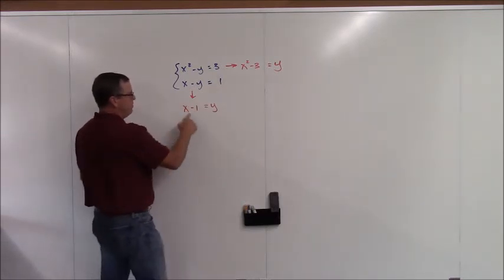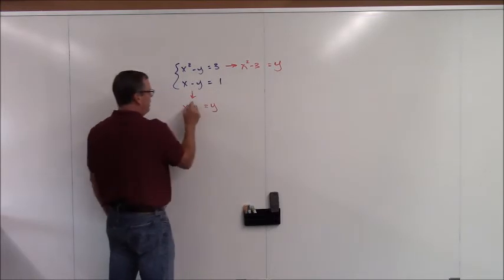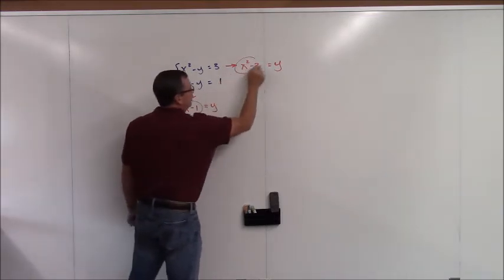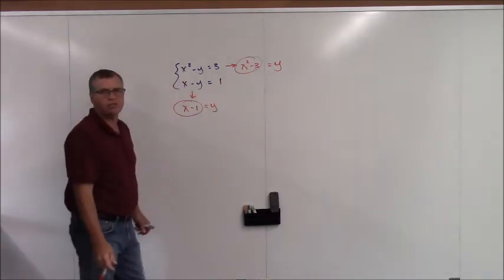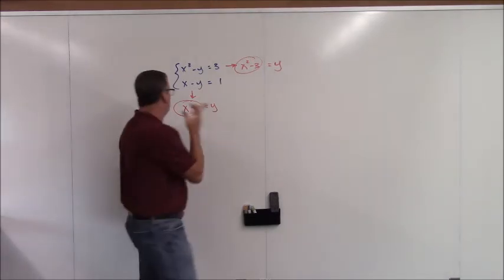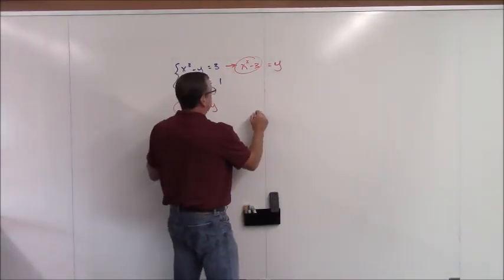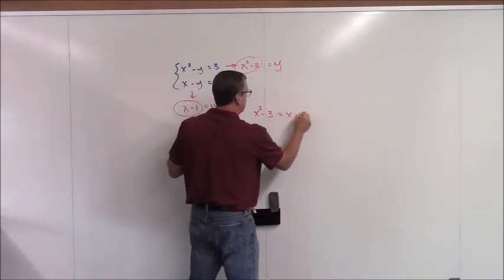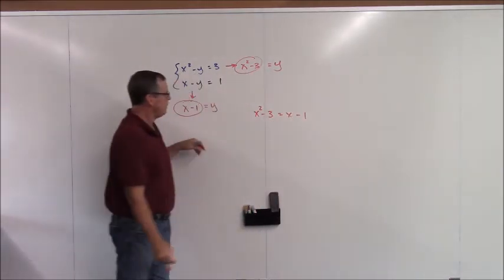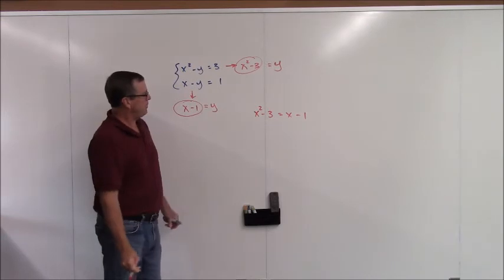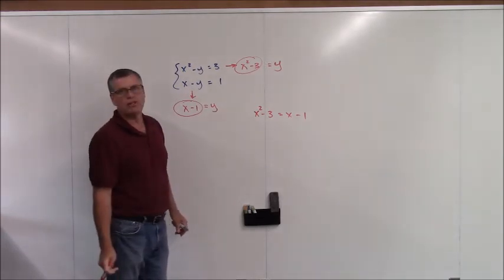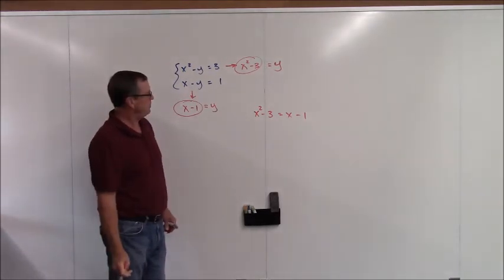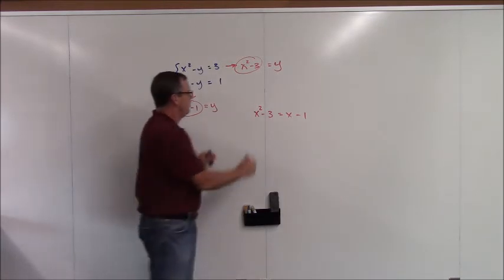And so now, if both of these are equal to y, then that means these have to be equal to each other, right? So I'm now going to say that x squared minus 3 is equal to x minus 1. Since I've got something with a variable, I need to set the whole thing equal to 0 and see if I can factor and solve that way.